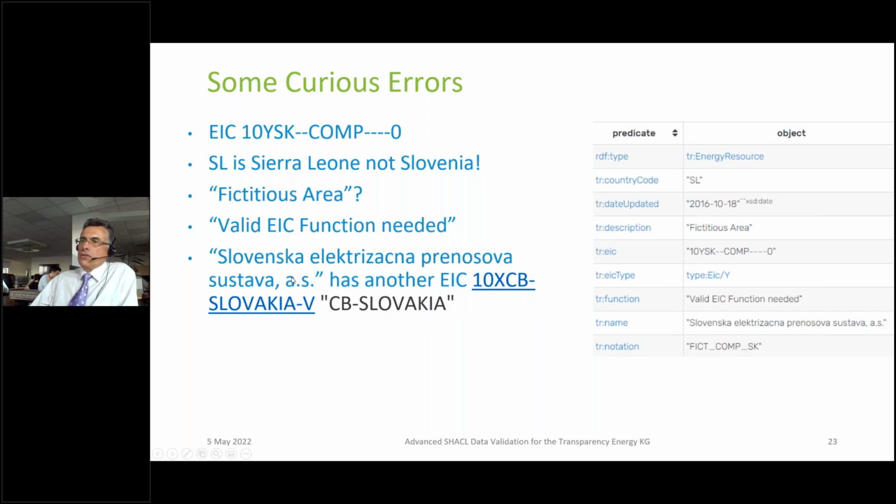And is it Slovakia or Slovenia? I think this EIC code describes a control block, but is it Slovakia, Slovenia? And one of these EICs must be deleted, right? This one particular entity should not have two EIC codes. So the particular local issuing office that created this EIC code should delete it, should retract it.